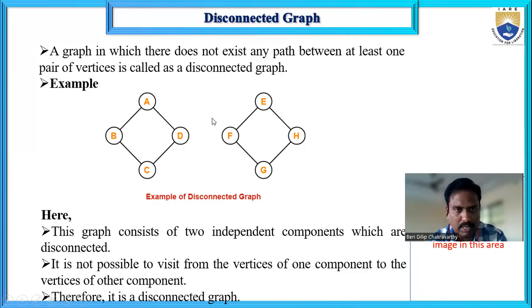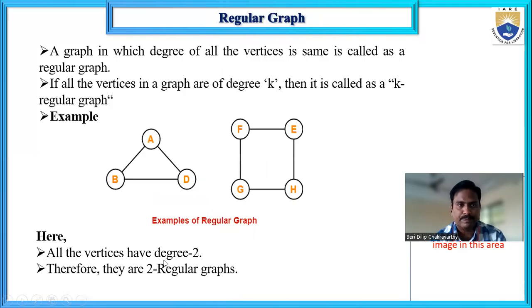This is one connected part and this is another connected part. But when you talk about the total graph, this is a disconnected graph. There is no path between these pairs. This graph consists of two independent components which are disconnected. It is not possible to visit from vertices of one component to the vertices of the other component. Therefore it is a disconnected graph.